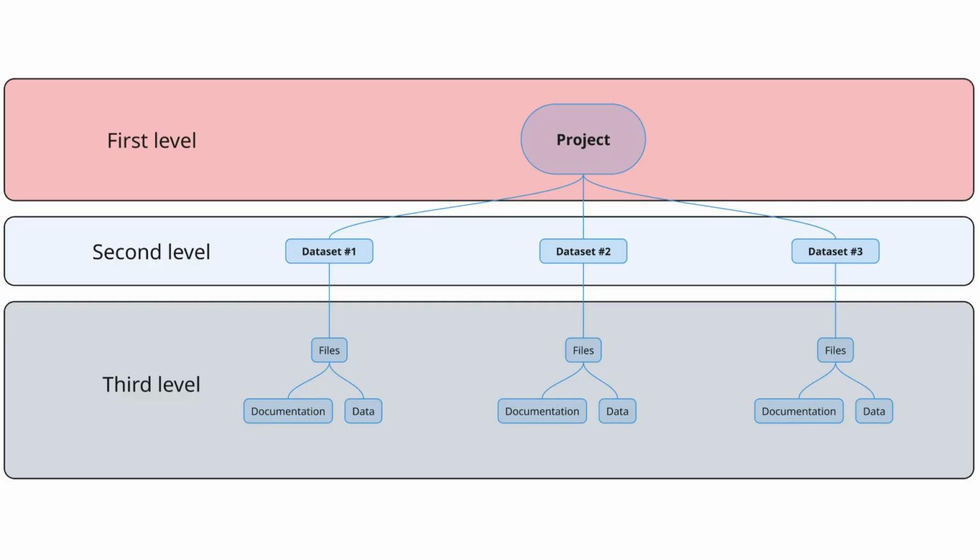SWISSUbase is organized into 3 hierarchical levels. The first level is the project, which serves as the central unit. Each project can contain one or more dataset entries, which make up the secondary level. Finally, each dataset entry includes several files, representing the third level.